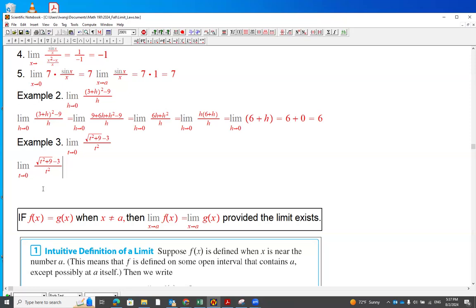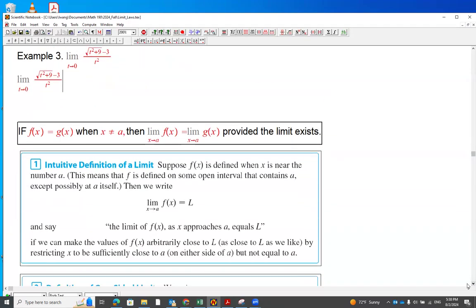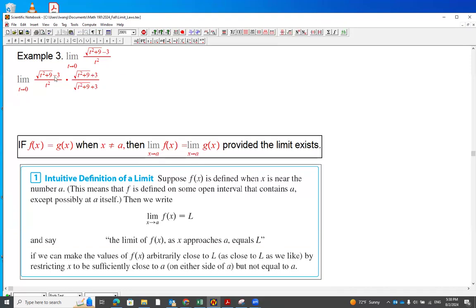But even though t is approaching 0, t is not 0. Okay, we want you to remember that. The intuitive definition of limit is right here. Then what can we do? We can do rationalization. So we're going to take the conjugate of the numerator and make a number 1. So this is a 1, and anything times 1 stays the same.